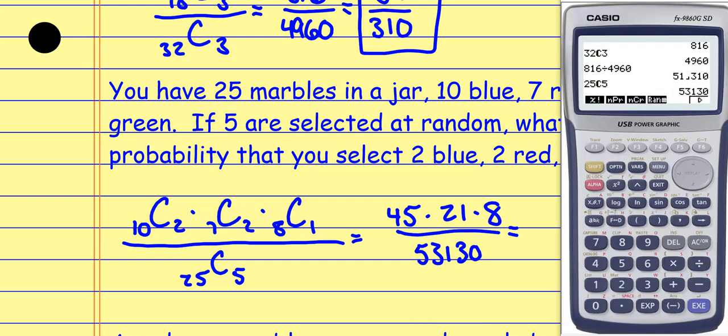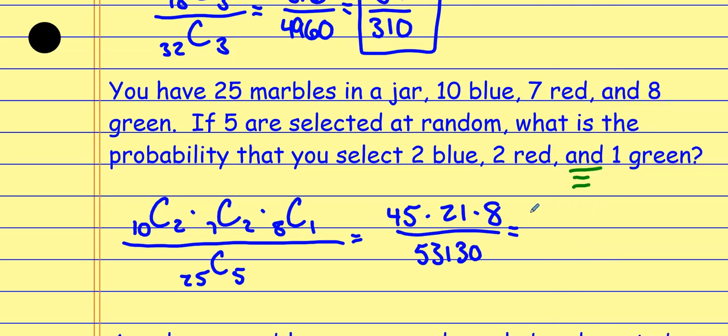And once again, let my calculator do the work here. 45 times 21 times 8. So that's 7,560. And then divided by the 53,130. And then I'll convert that to a fraction. So I get 36 over 253.